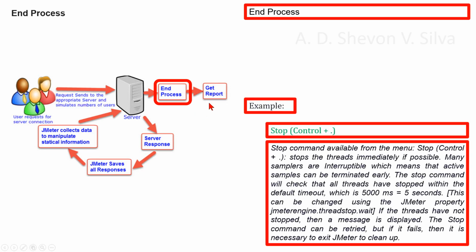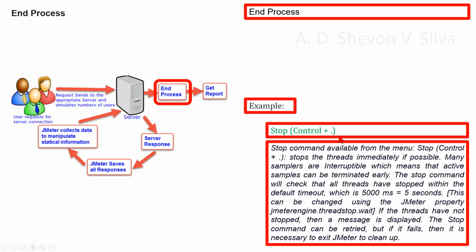As an example, we can consider the stop command, Control dot. Stop command available from the menu. Stop, Control dot. Stop the threads immediately if possible. Many samplers are interruptible, which means that active samples can be terminated early.